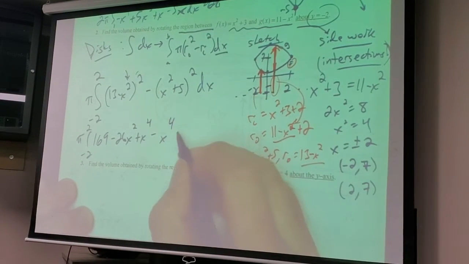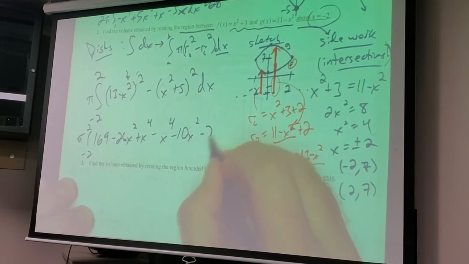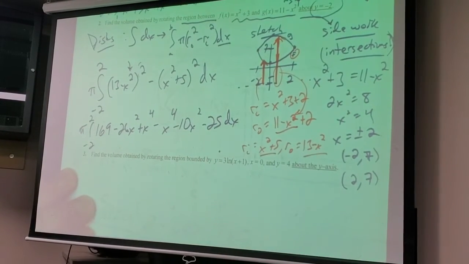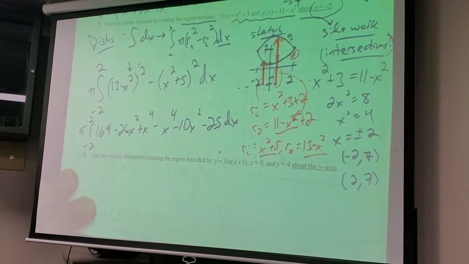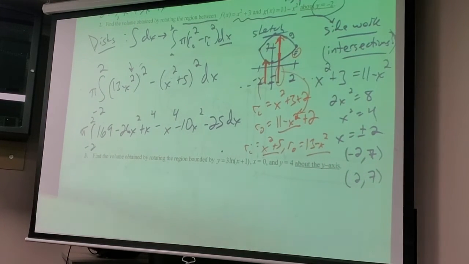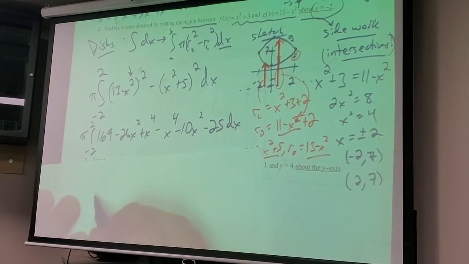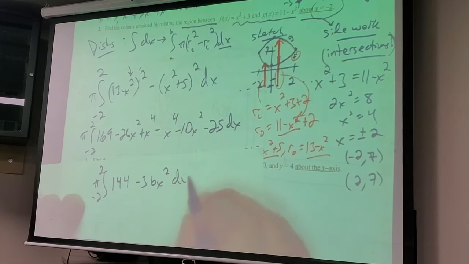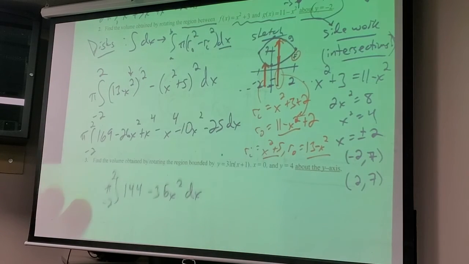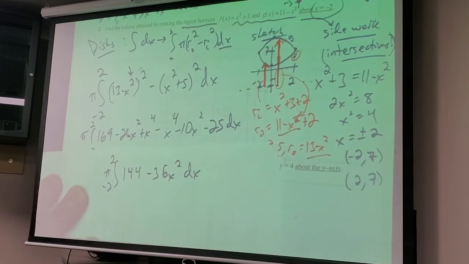Minus x to the fourth minus 10x squared minus 25. I think that's all good. And then we've entered the zone where I don't really care, but I really hope you guys understand it. Negative 2 to 2, pi out front, 144 minus 36x squared. And the x to the fourth terms die. That's nice. Look at that. That's a lot better than we feared.